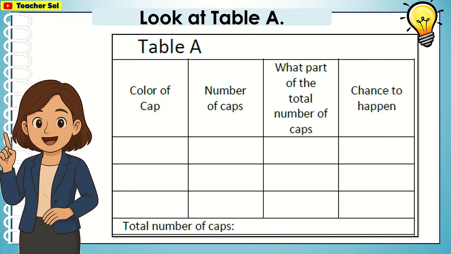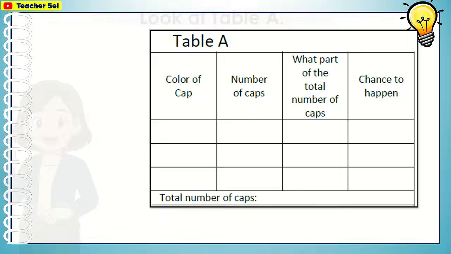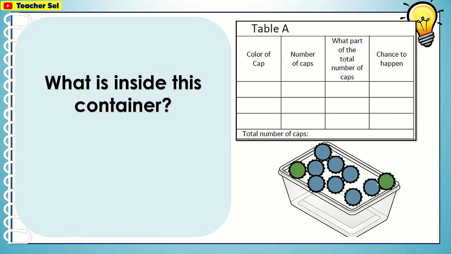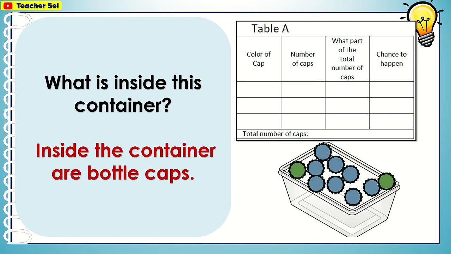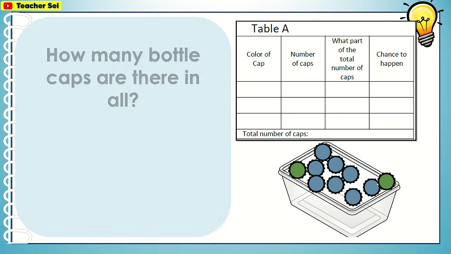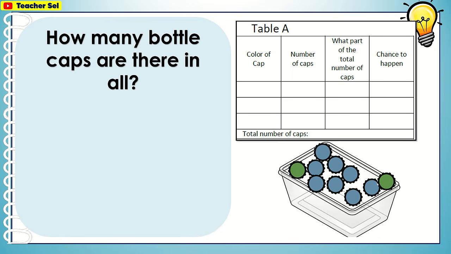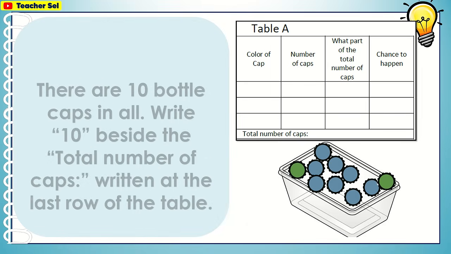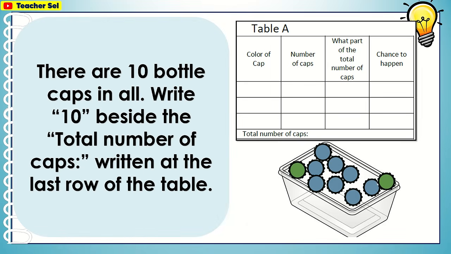Look at Table A. What is inside this container? Inside the container are bottle cups. How many bottle cups are there in all? There are 10 bottle cups. Write 10 beside the total number of cups written at the last row of the table.